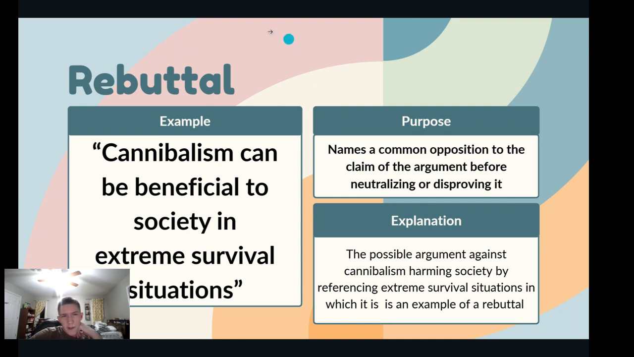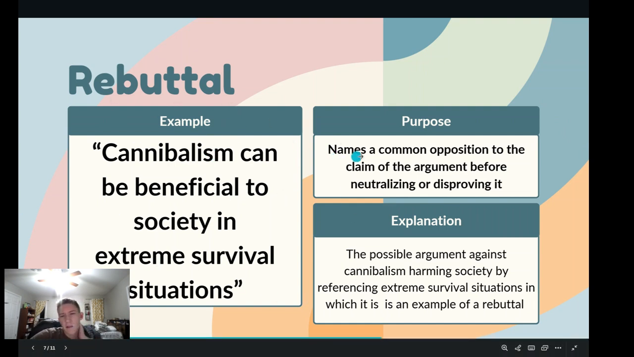Next piece here, we have the rebuttal. Our example here: cannibalism can be beneficial to society in extreme survival situations. This is commonly brought up, say somebody's in a group and they're starving in the mountains after a failed ski trip, something like that. Maybe one of them thinks that this is a good idea. So it can be viable, and that's what this rebuttal is claiming. So maybe it isn't bad for society, is what the opposition would say.